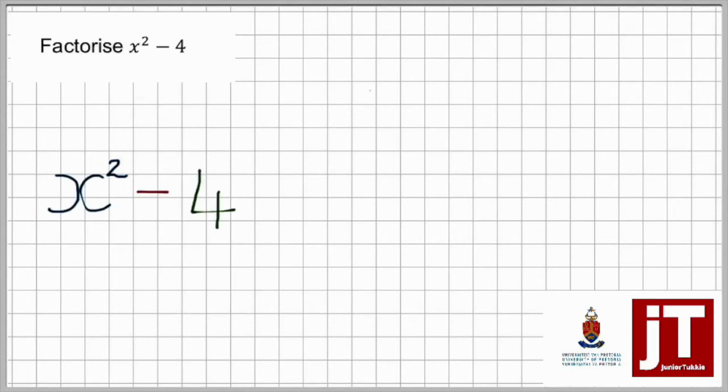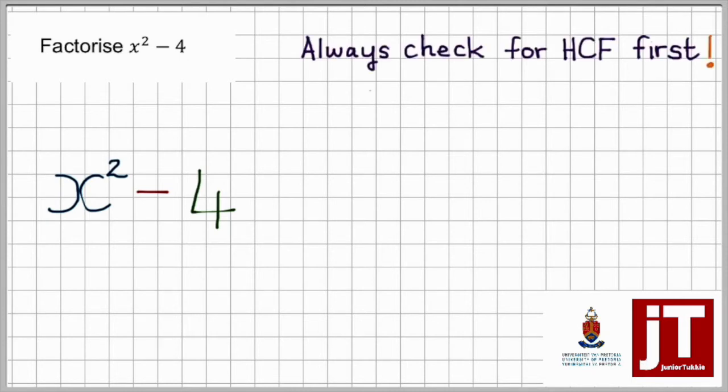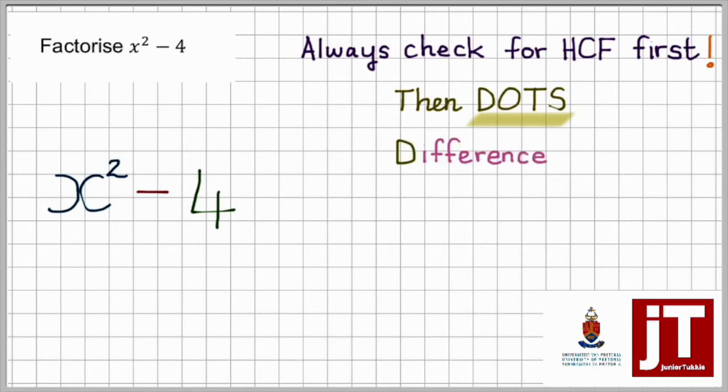Now grade 9s, it is so important that no matter what you're factorizing, you start off by checking for a highest common factor. In this expression, there is no highest common factor for us to take out, and therefore we can move on and check if we have a difference of two squares. We start off by looking for a difference. Now what do I mean by difference? I simply mean a minus sign, and between the two terms in this expression, we do in fact have a negative sign. We then check to see if we have two perfect squares.